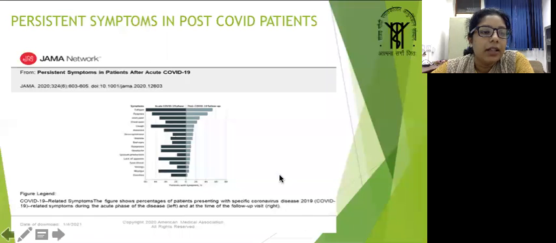Now we can see there are some persistent symptoms in post-COVID patients. As we can see here, fatigue, dyspnea, joint pain, chest pain, these are a few of the symptoms which are persisting in post-COVID patients.